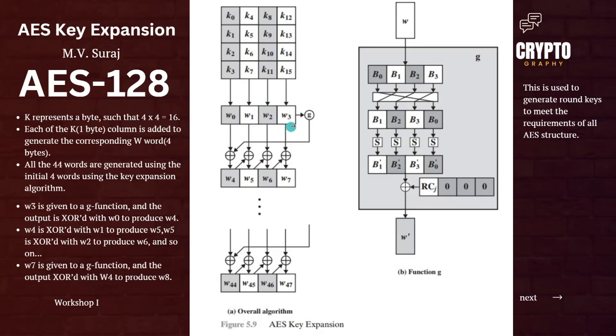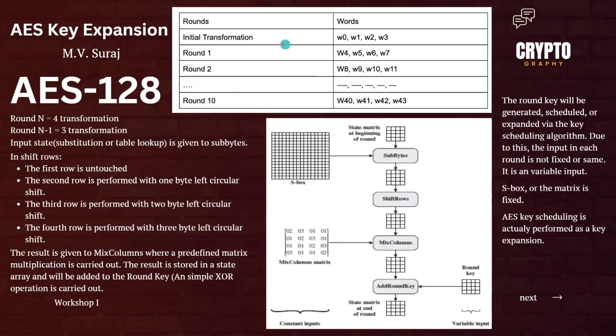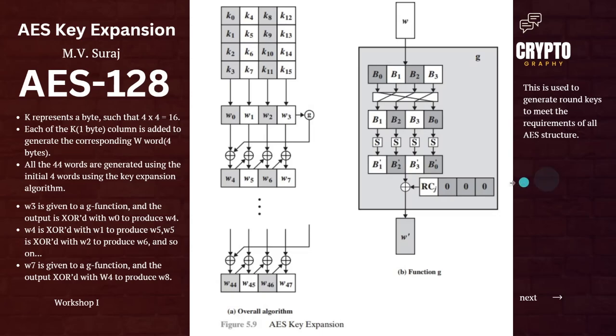We are ready to use this for the G function. As you can see, this is W0, W1, W2, W3 that we use here. For the initial transformation, we will use W0, W1, W2 and W3. So we have met the requirements to perform the initial transformation.